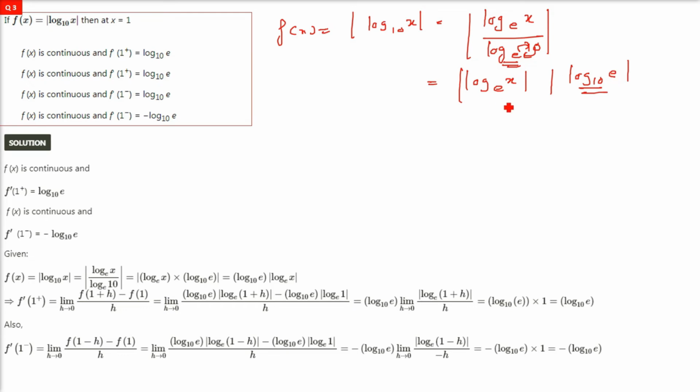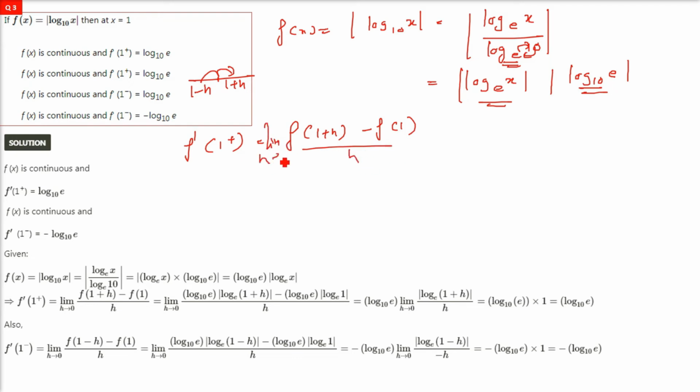But for log e x, here we are going to apply the f dash x. So f dash 1 plus, because the question is asking about that. When you are talking about 1 plus, you have to replace x by 1 plus h. And for the other side, it will be 1 minus h. So f dash 1 plus means 1 plus h you are applying here. So f of 1 plus h minus f of 1 by h, limit h tends to 0. We'll talk about limit h tends to 0 and denominator h later. First let us solve this.